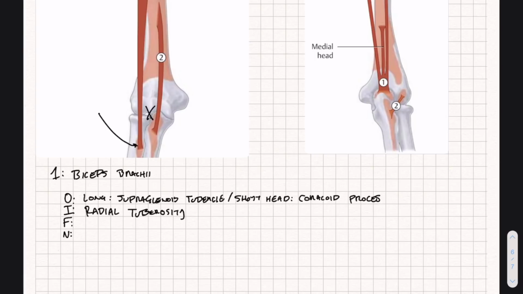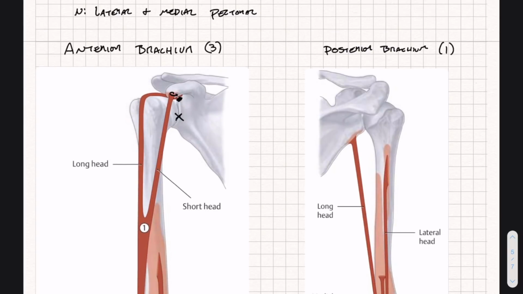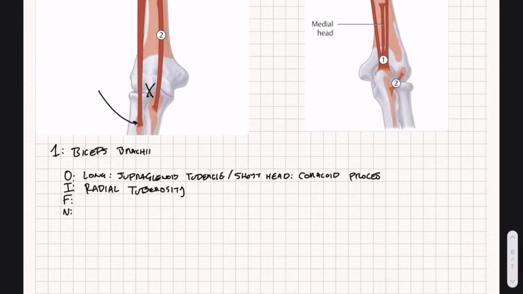Okay, so now its functions. It's crossing the shoulder and it's anterior, so this can flex the shoulder. It's not the main flexor of the shoulder, it just is going to assist, but it flexes the shoulder, flexes the elbow because it's crossing anteriorly. And then it also does something called supination.